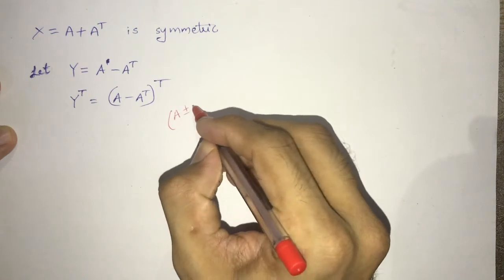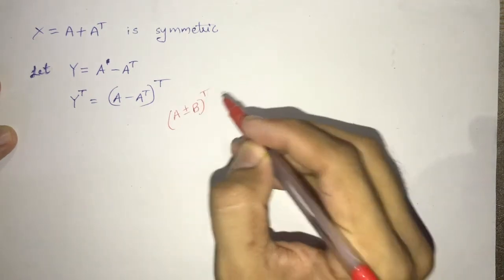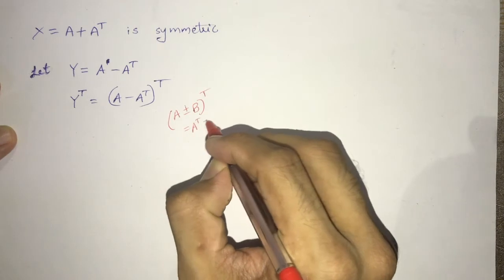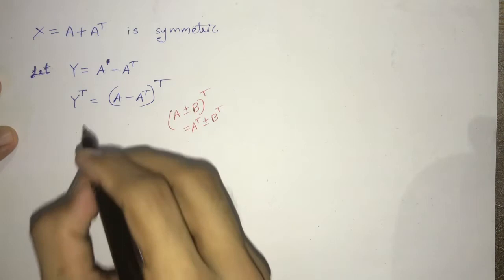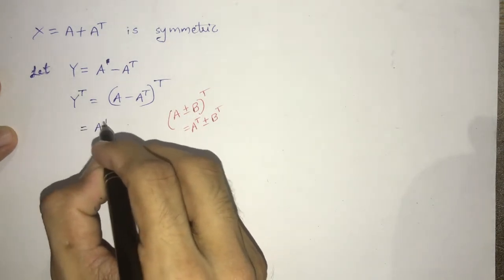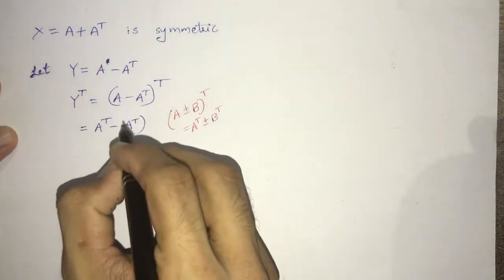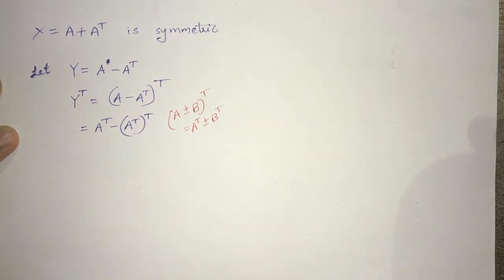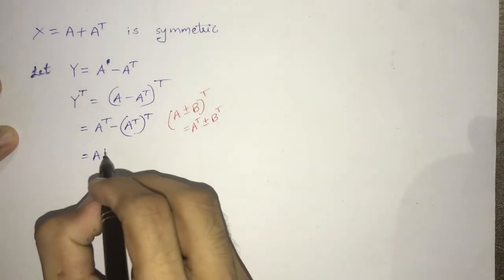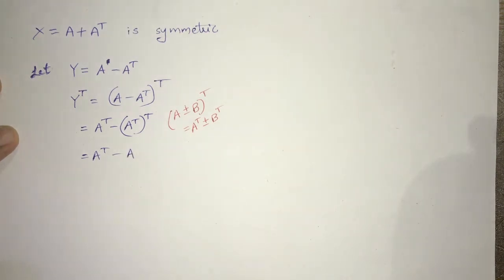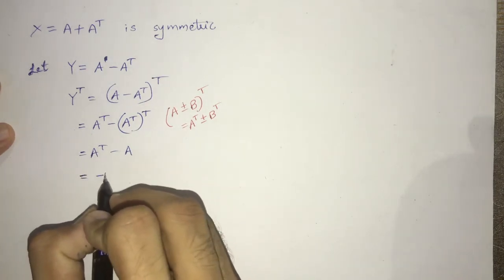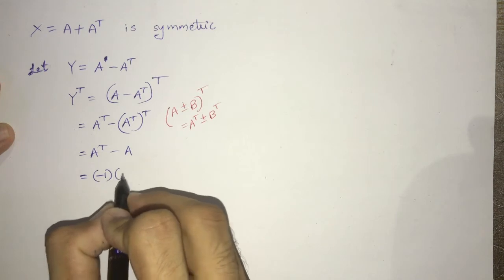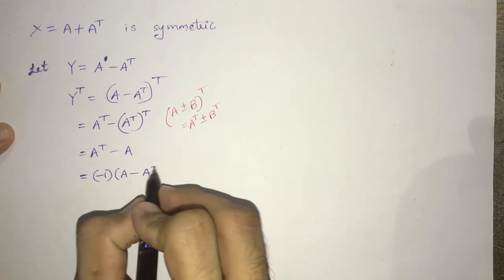A plus or minus B the whole transpose can be written as A transpose plus or minus B transpose. So what happens here is we get A transpose minus A transpose the whole transpose. So A transpose minus, by the first property, this is A. And then I can say it is minus 1 multiplied to A minus A transpose.